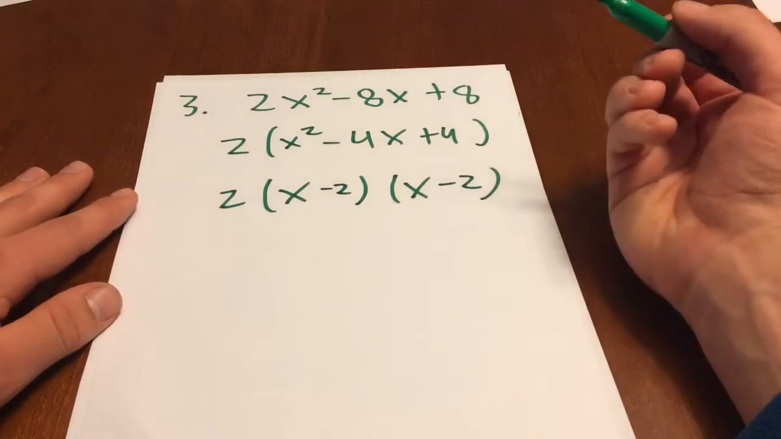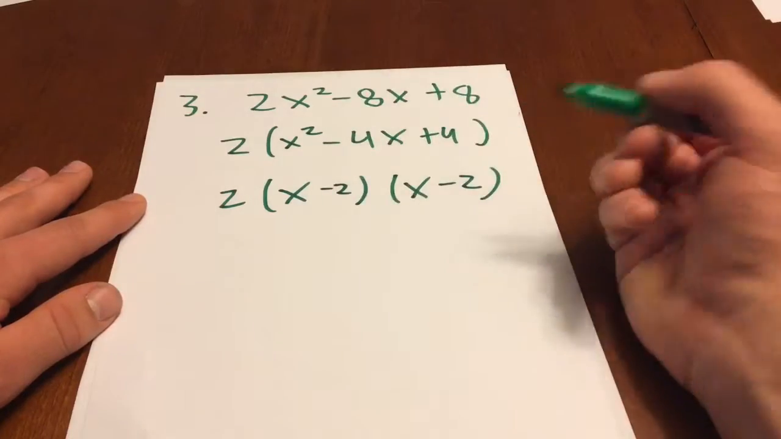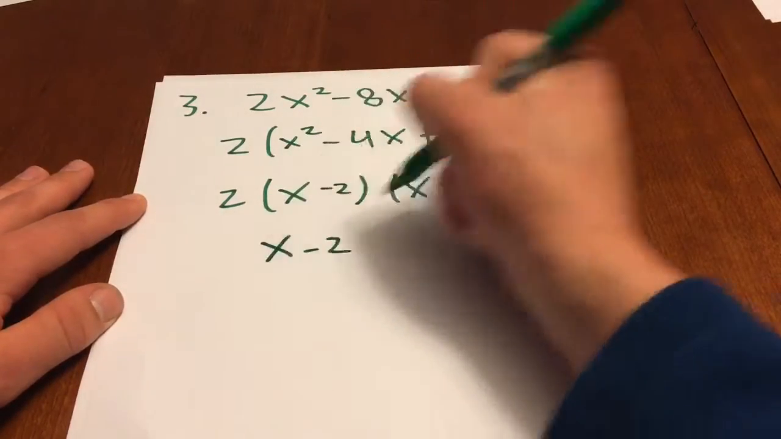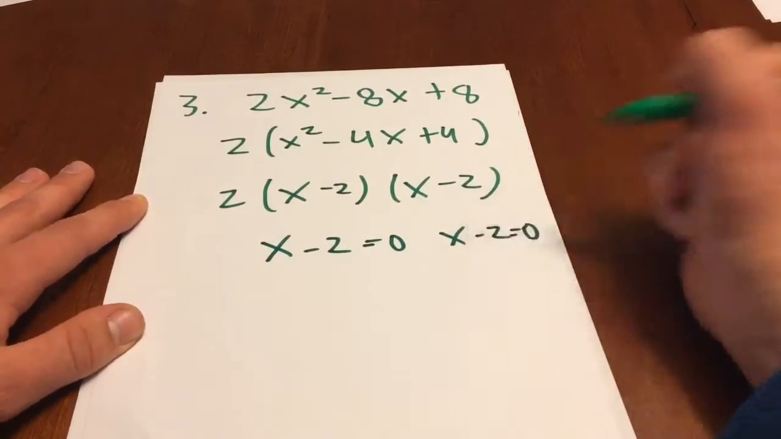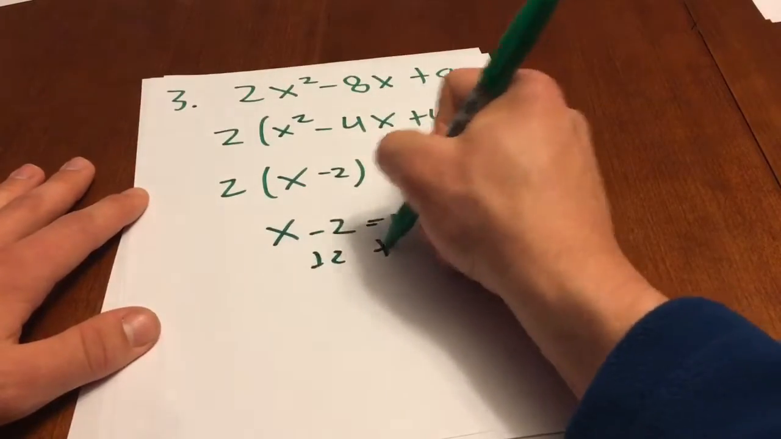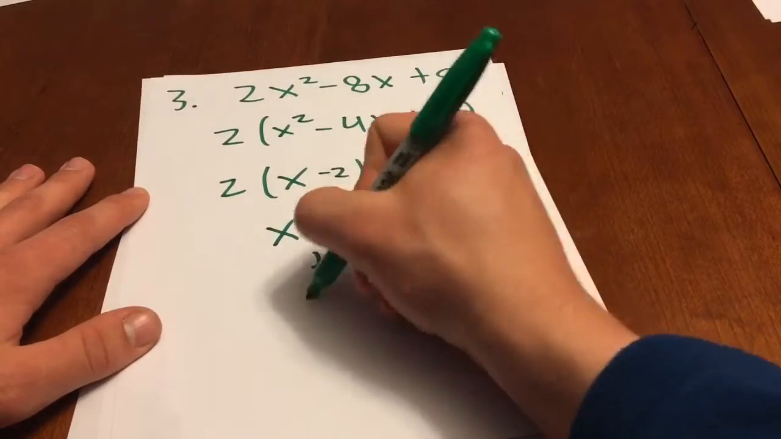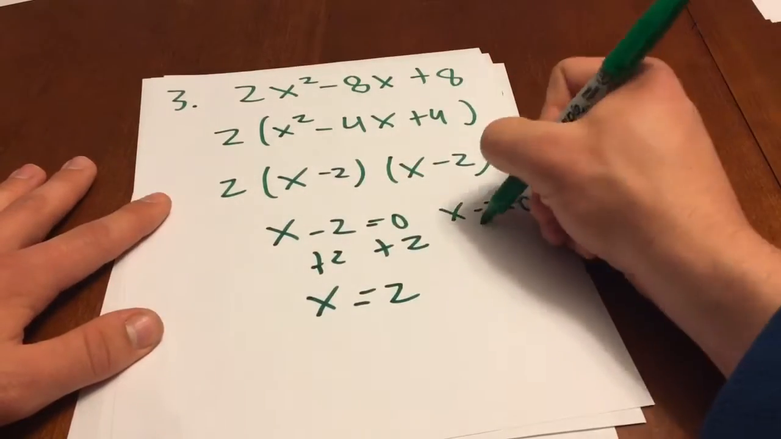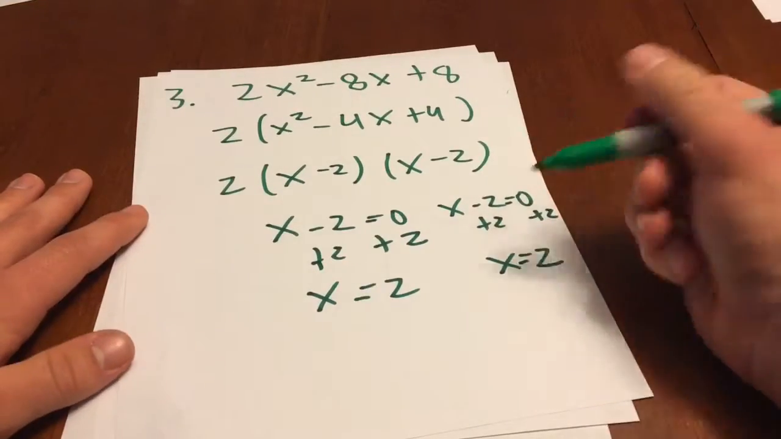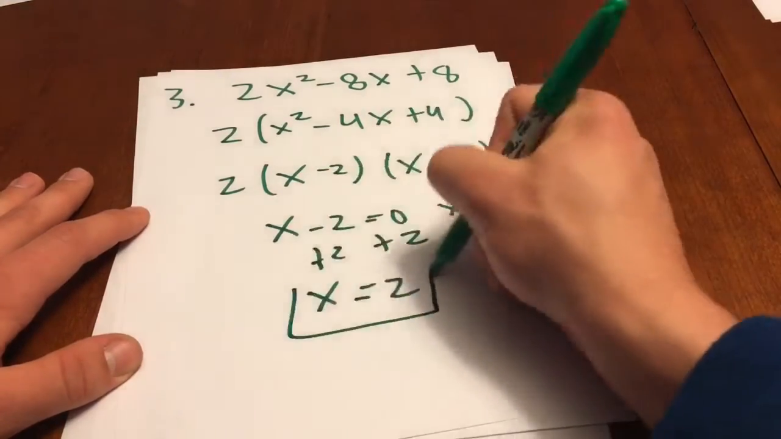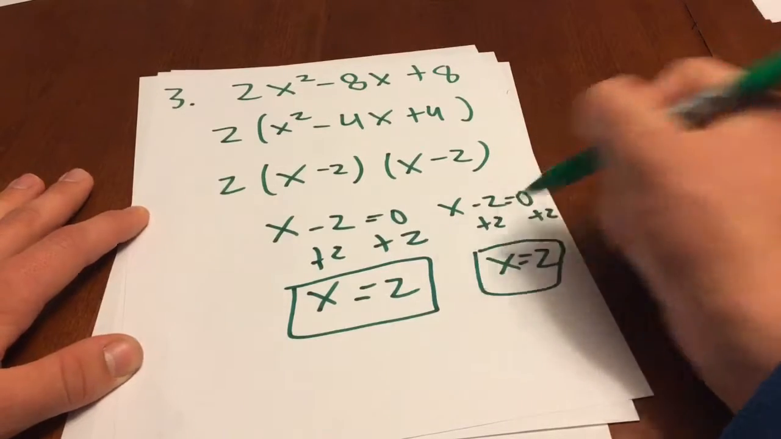And so, again, like we always have, we need to set the parentheses equal to 0, so we have x minus 2 equals 0, and x minus 2 equals 0. And so plus 2, and we get x equals 2, and plus 2, x equals 2. And so again, the solutions would be positive 2, positive 2.